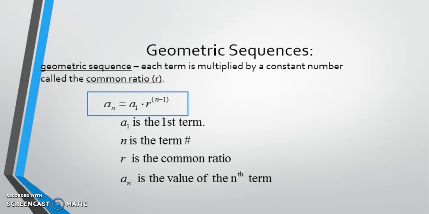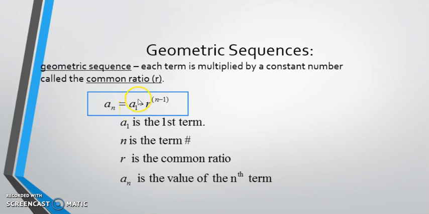Now we're going to look at the geometric sequences. So this is the same idea, but instead of it being an adding pattern, now it's going to be a multiplying pattern. So the idea is it has to be multiplying by the number 2 over and over and over and over again. So the important pieces of this equation, there's the first term in the sequence.